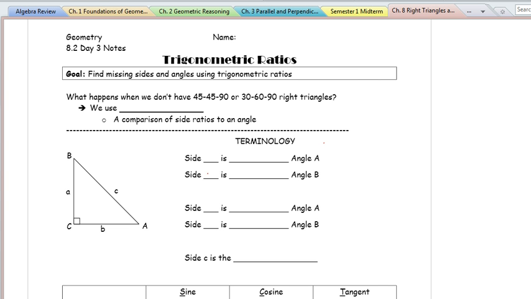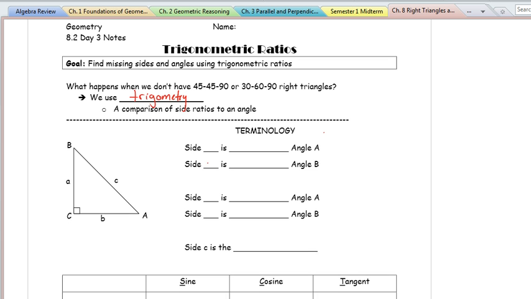Okay, so this is in a case when we don't have a 45-45-90 or a 30-60-90. Maybe we have a 31-59-90 right triangle, something like that, where we don't have these quick, easy ways we can do them. So when we have that, we end up using trigonometry. Okay, and that's just a comparison of side ratios to an angle, and I'll show you what that means as we go on.